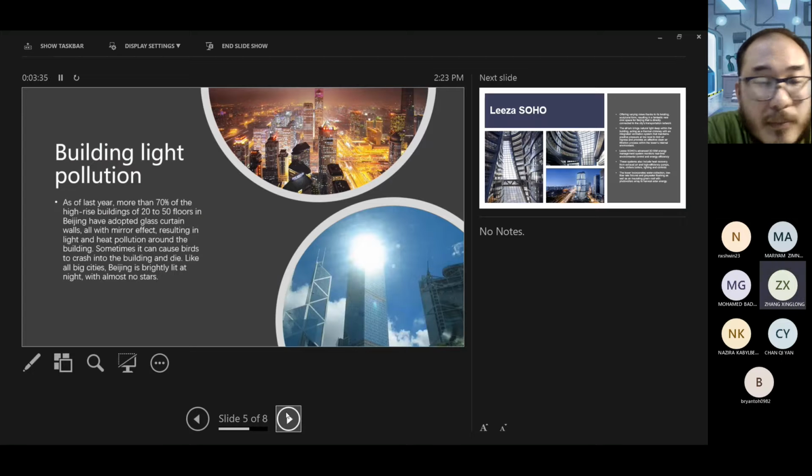And also the light pollution in Beijing is really serious. As of last year, more than 70% of the high-rise buildings of 20 to 50 floors in Beijing have adopted glass curtain walls, all with mirror effect, resulting in light and heat pollution around the building. Sometimes it can cause birds to crash into the building and die. Like all big cities, Beijing is brightly lit at night, so there are almost no stars. Okay, next.